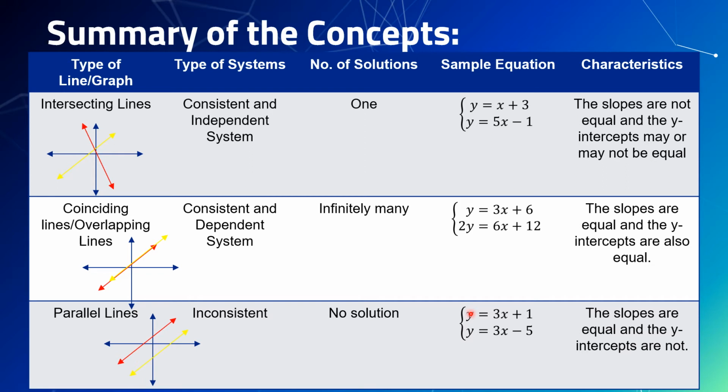Sample equation: we have here y is equal to 3x plus 1, and then y is equal to 3x minus 5. Because if the two lines have the same slopes, although the y-intercepts are different, these two lines are parallel. So that is the summary of the concepts that we have tackled.